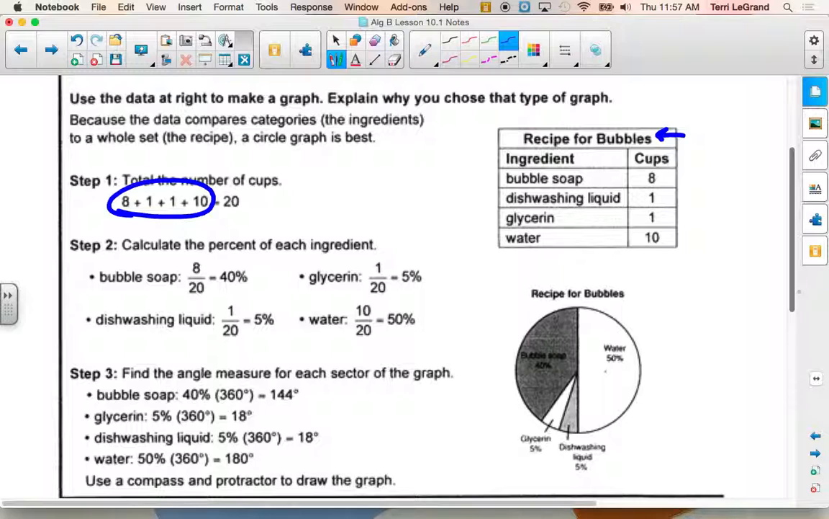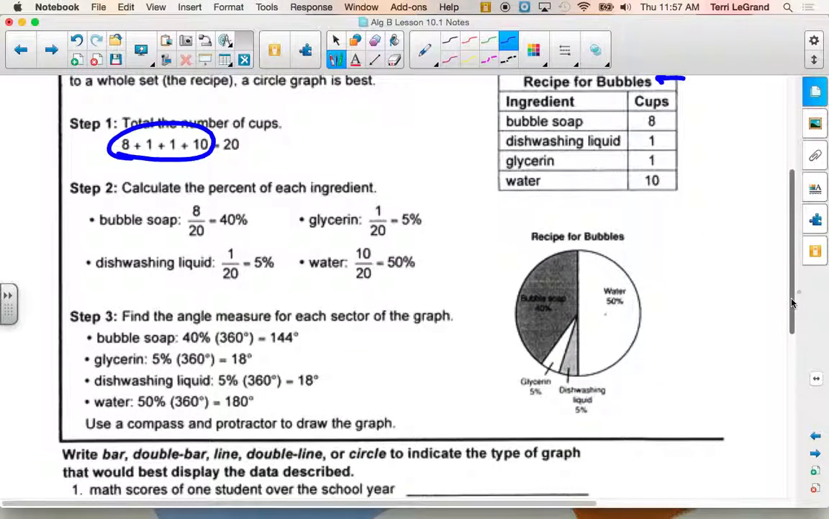There's 20 cups altogether. So when we do percent, it's just like when you take that quiz: upstairs is the part, and downstairs is the whole. What did you get right on the quiz out of the whole number of points you could have gotten? Same thing here. Bubble soap, there's 8 cups in the recipe. There's 20 cups altogether, so 8 divided by 20, changed to a percent, is 40%.